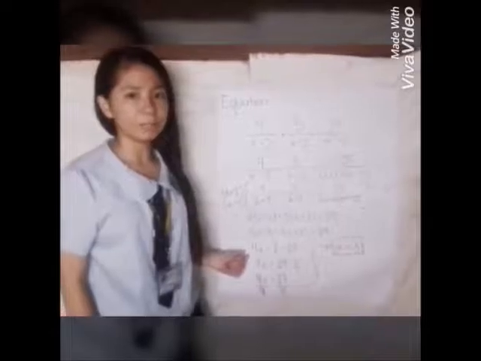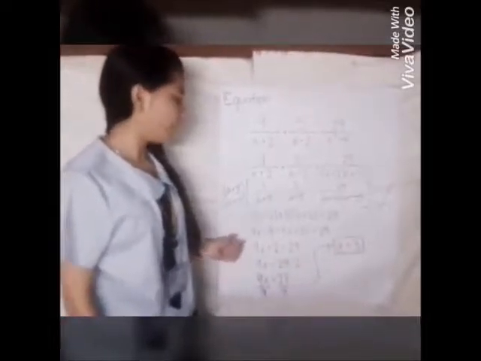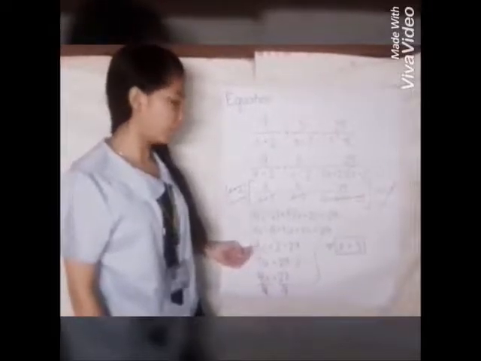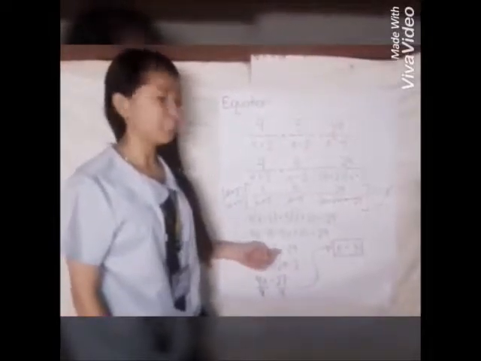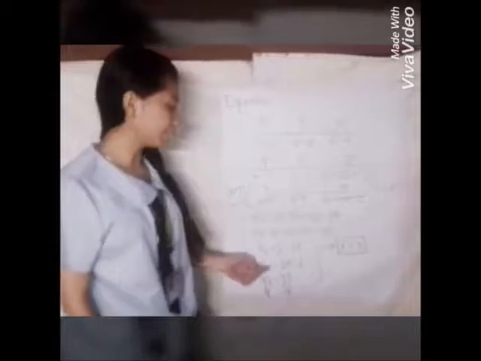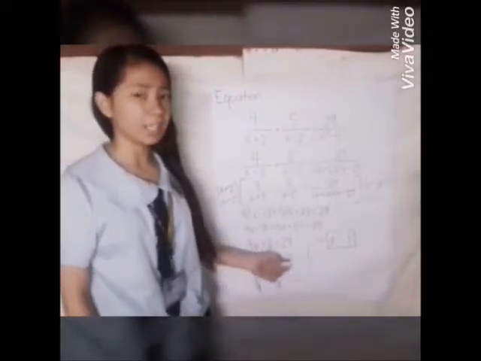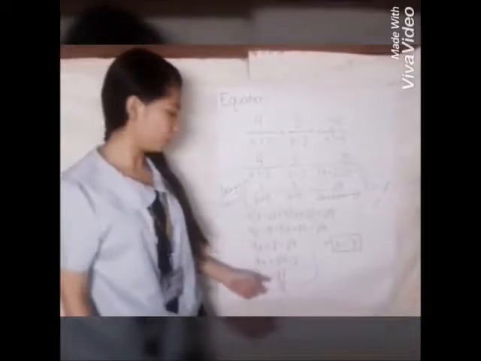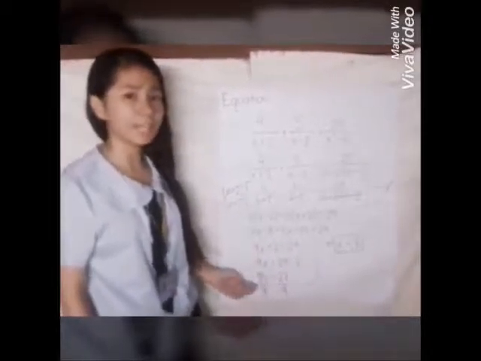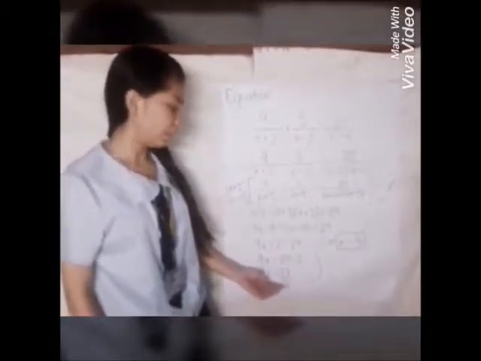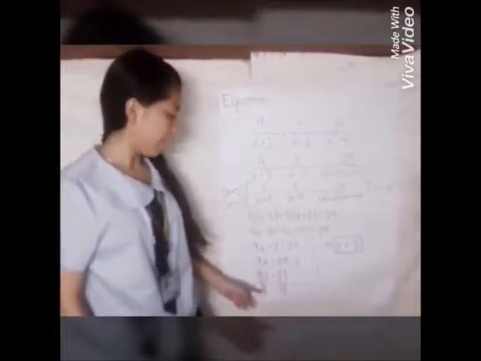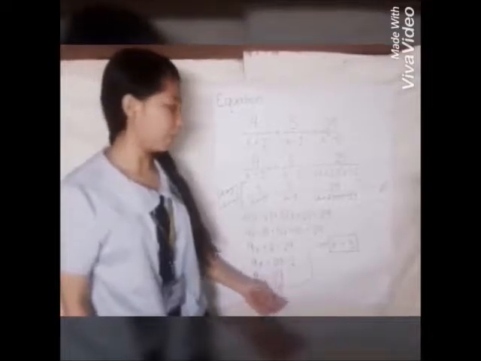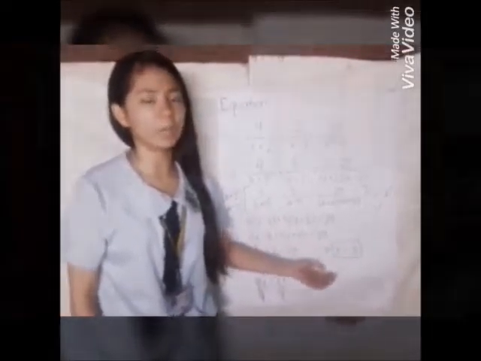Simplify it further by combining the like terms. 4x plus 5x equals 9x. Negative 8 plus 10 equals 2. Then bring down the 29. Transpose the 2 to the other side, then it will become negative 2. 29 minus 2 equals 27. So we have 9x equals 27. Divide both sides by 9, and this side will be cancelled. And 27 divided by 9 equals 3. The answer is x equals 3.